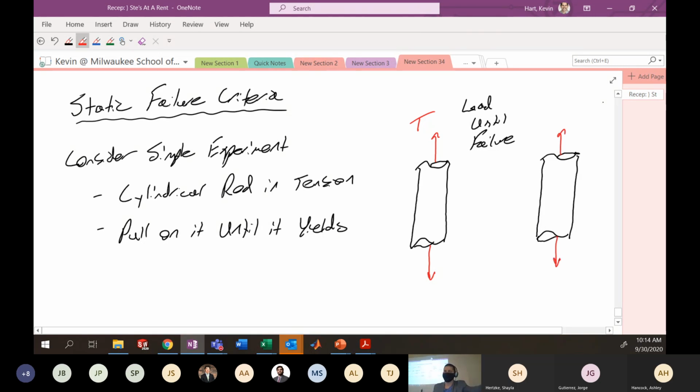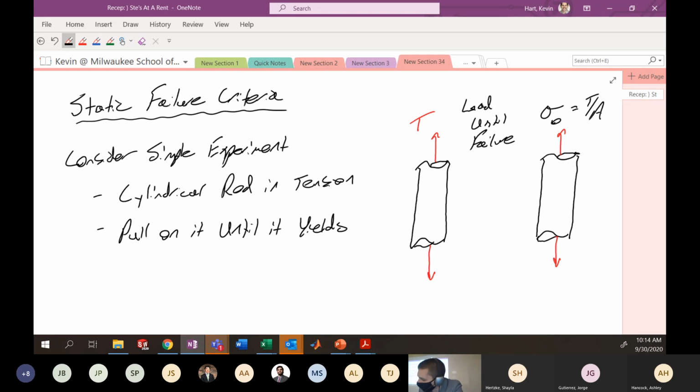So load until failure. And let's say that it's just about to fail. It's really close to failing. And we'll say that the failure stress, or what we call the yield stress, is going to be given by sigma sub 0, sigma naught. And this is the tension at failure divided by the cross-sectional area of this particular piece. All right, pretty straightforward. It's a one-dimensional type loading scenario that we have going on.